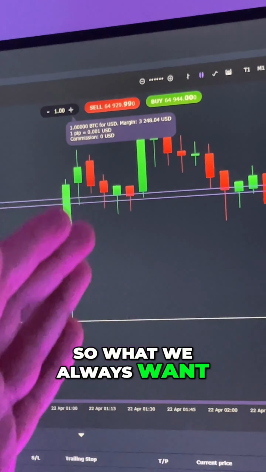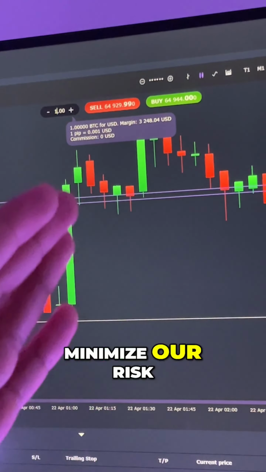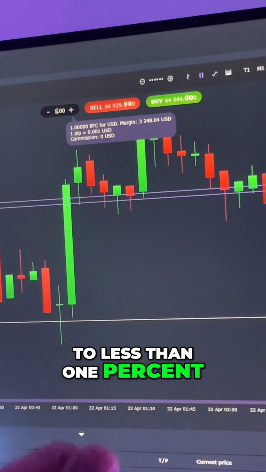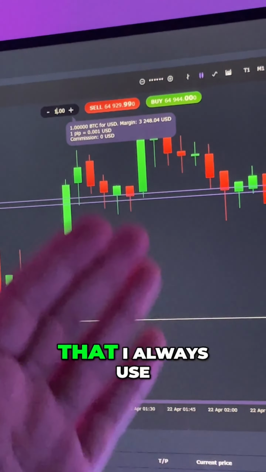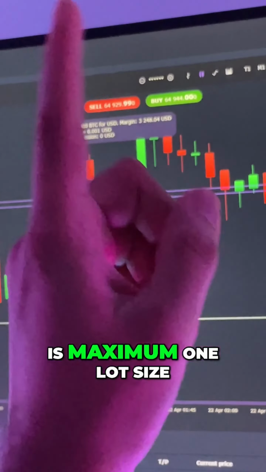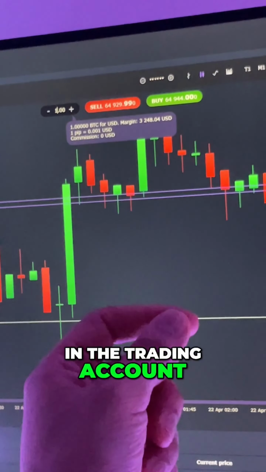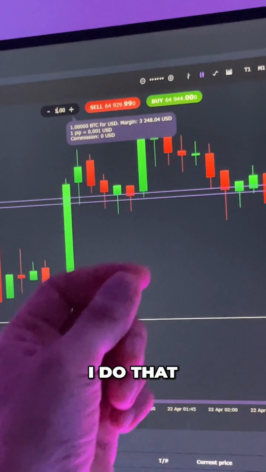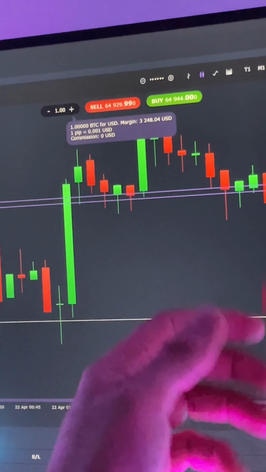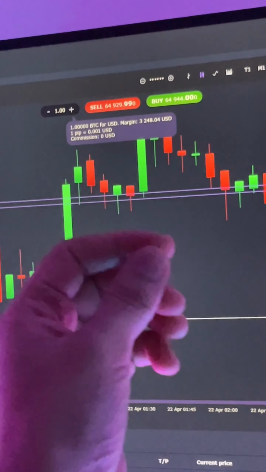So what we always want to do is minimize our risk to less than 1% of the balance. The golden rule that I always use is maximum one lot size per 10,000 in the trading account. And why do I do that? Because 1% of 10,000 is $100.